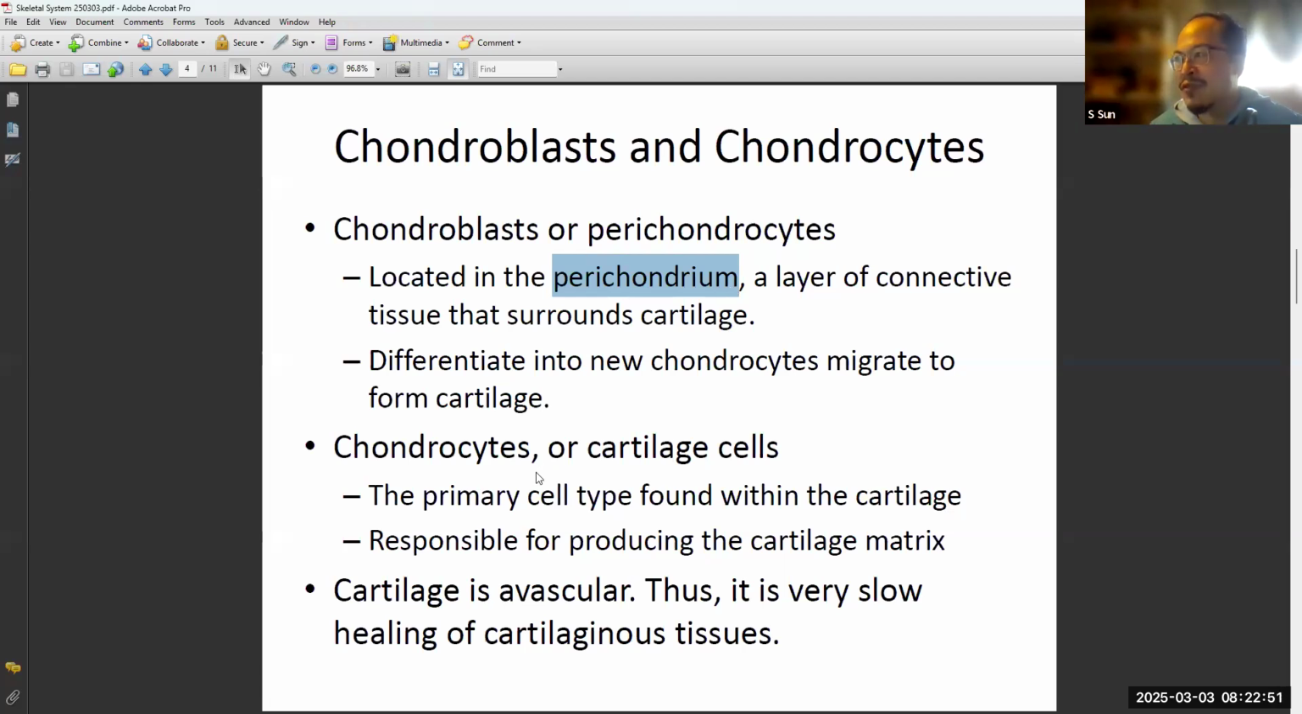Chondrocytes are the primary cells of the cartilage. They produce the cartilage matrix, and the cartilage is avascular, meaning that it doesn't have a blood supply. If there's damage, it's going to get repaired, but it takes a long time because there's no blood supply to your cartilage.